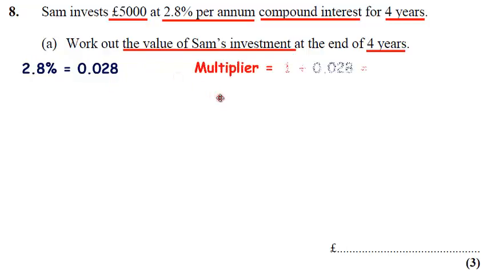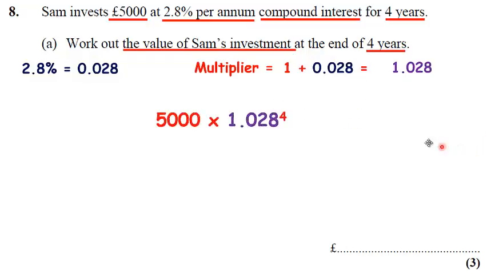Add it on to 1 to get your multiplier. Always add on to 1 for compound interest. If you're depreciating, you take away 1. If you're compound interest in, you add 1. So my multiplier is going to be 1.028.